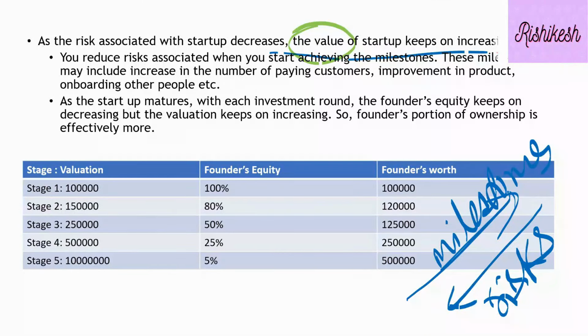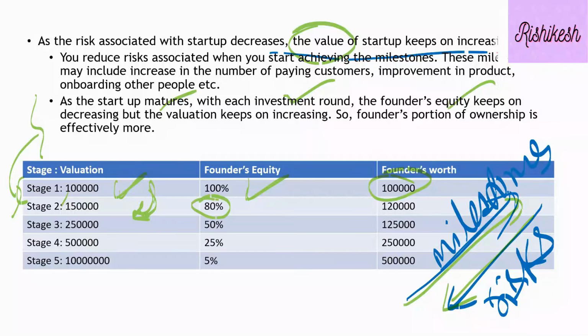Now let us suppose you have also given out 20% stake to your investor at some particular amount. So now your equity becomes 80%, but 80% of 1,50,000 is 1,20,000. So your worth has increased, although your equity has decreased. Similarly, you achieve another milestone, you raise another round of funding, so you sell out another 30% to the investor. So now you have got only 50%, but your valuation has now become 2,50,000. So your worth has again increased.